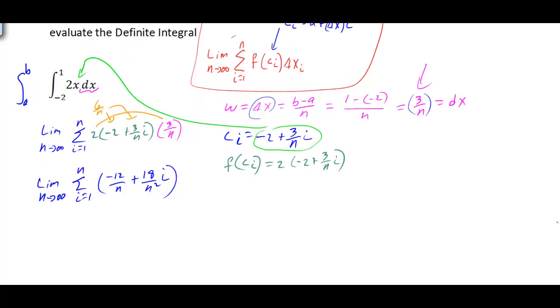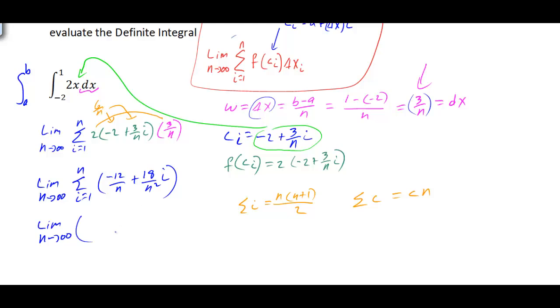Now, recall those summation formulas. Remember, we had the sum of i was equal to n times n plus 1 divided by 2. And the sum of a constant was equal to the constant times n. So for our example, we can eliminate the summation. So we still have the limit as n goes to infinity.